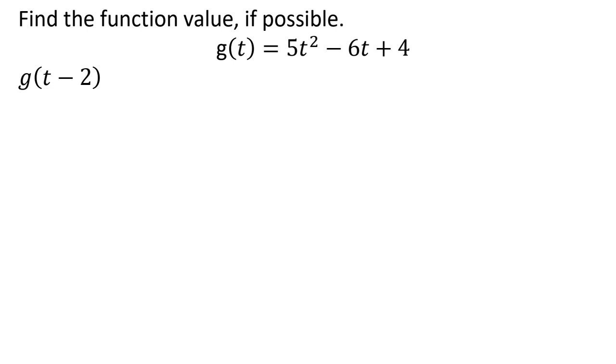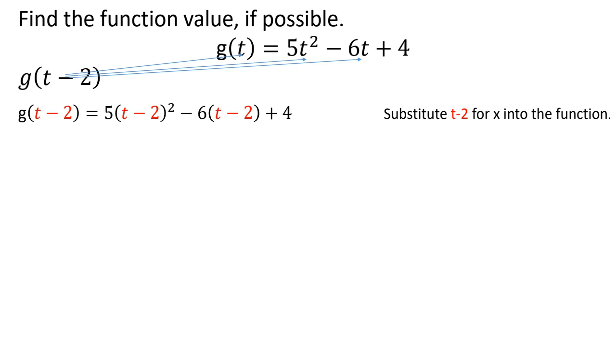All right, let's try one more with this input value. G evaluated at t minus 2. So again, everywhere I see t, I'm going to plug in this t minus 2. Okay. All right, so we have g of t minus 2 is equal to 5 times t minus 2 squared minus 6 times t minus 2 plus 4. Let's go ahead and simplify.